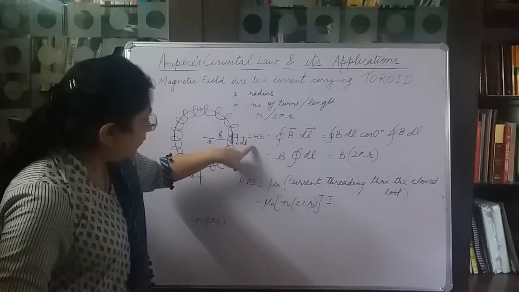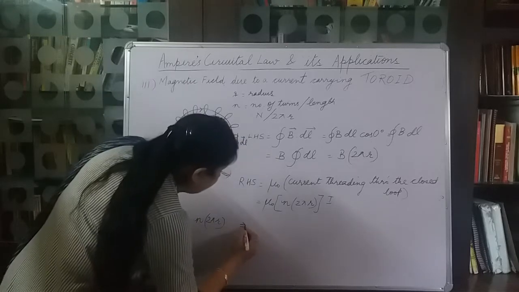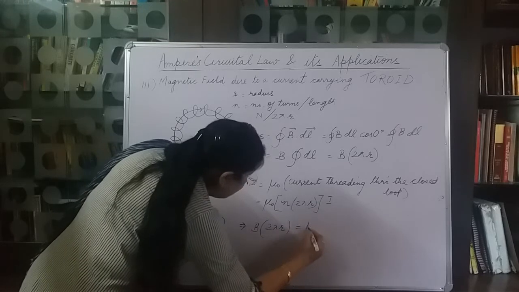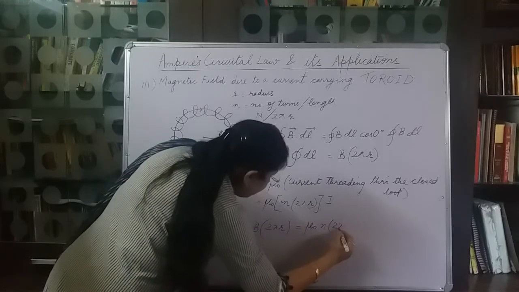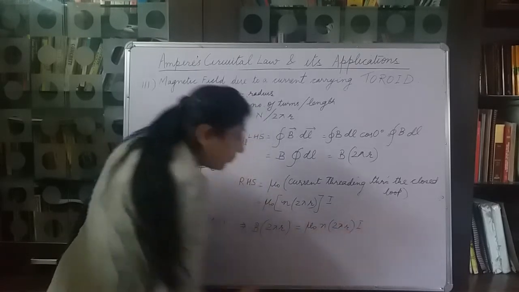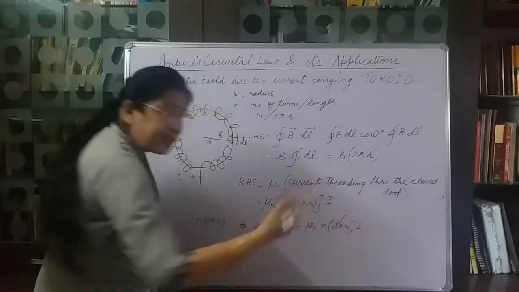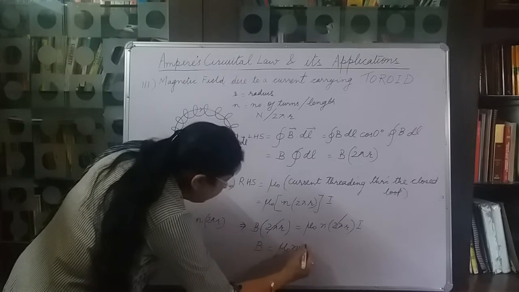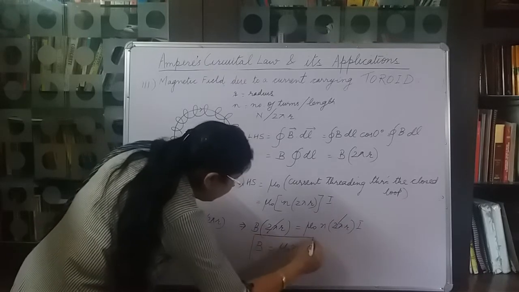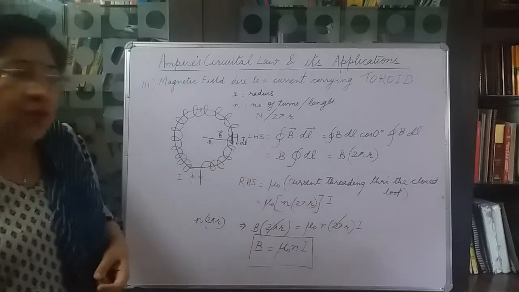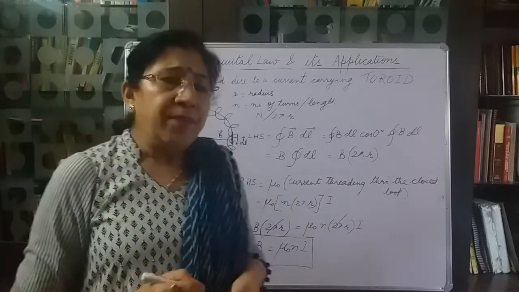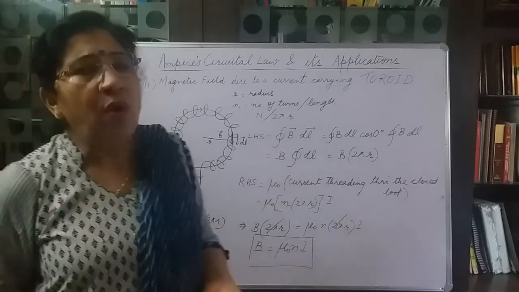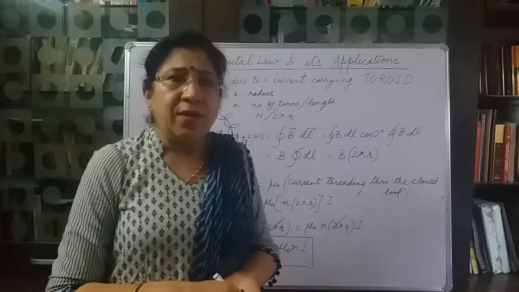Let us compare the left hand side and right hand side. B into 2 pi r equals mu naught n 2 pi r into I. Here this expression gets cancelled and the magnetic field is mu naught n I. This is the magnetic field due to a current carrying toroid. The magnitude is mu naught n I. The expression is similar to what we got in the case of a solenoid.